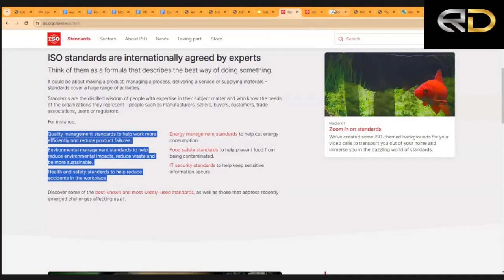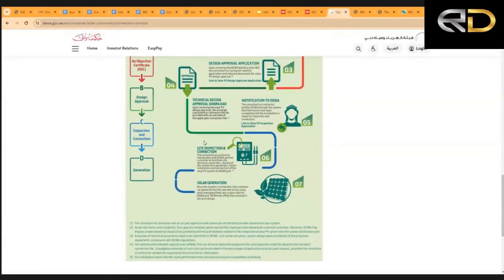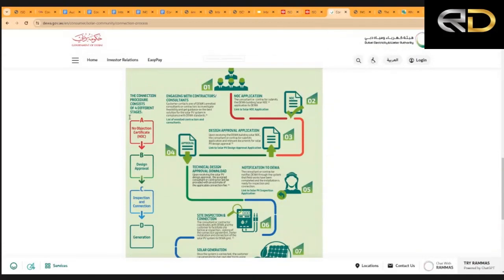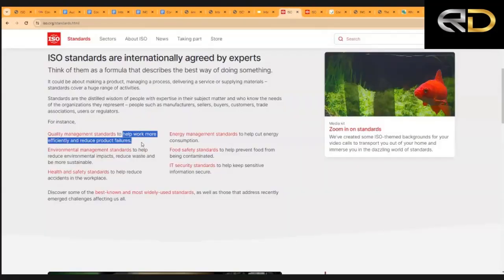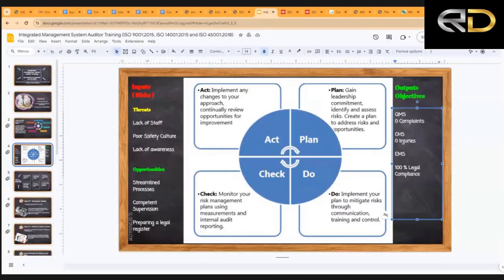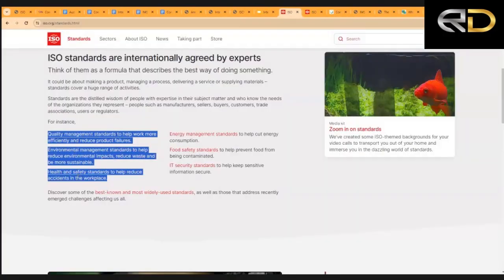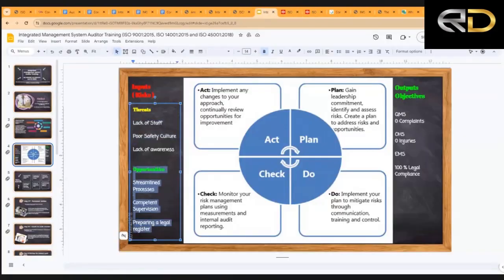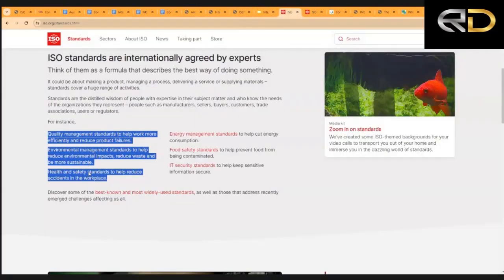Step number two, you now look at what exactly you expect from that process. What do you want? What are the intended outcomes at the end, at step number 7? You can say you would like to become more efficient, reduce environmental impacts, and reduce accidents in the workplace. So these are going to become your objectives right here. And then you are going to look at what the threats are, i.e., what can prevent us from achieving these objectives, and also what the opportunities are. What can help us to achieve these objectives?